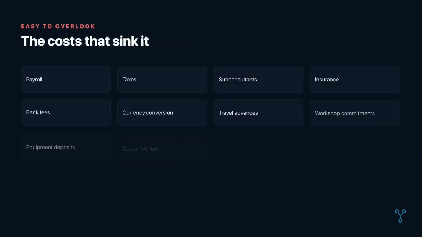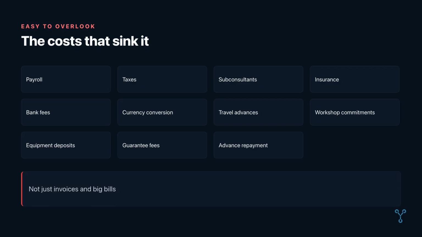Include the costs that are easy to overlook: payroll, taxes, subconsultants, insurance, bank fees, currency conversion, travel advances, workshop commitments, equipment deposits, guarantee fees, and the release or repayment conditions of any advance. A cash forecast fails when it captures only invoices and major supplier bills.